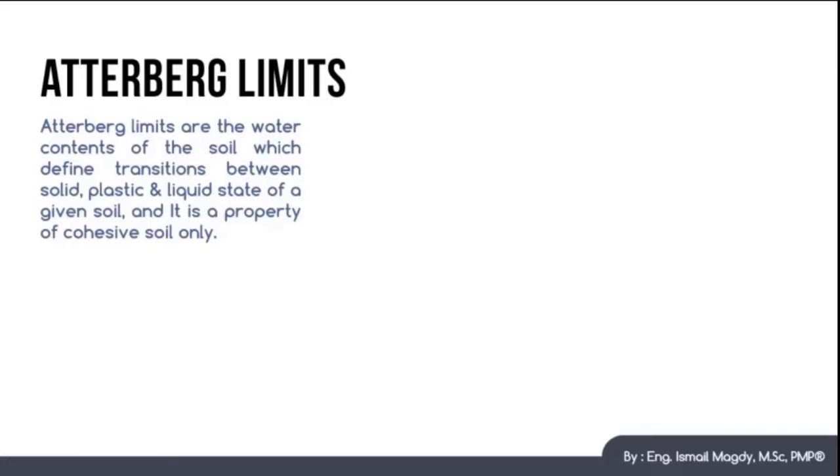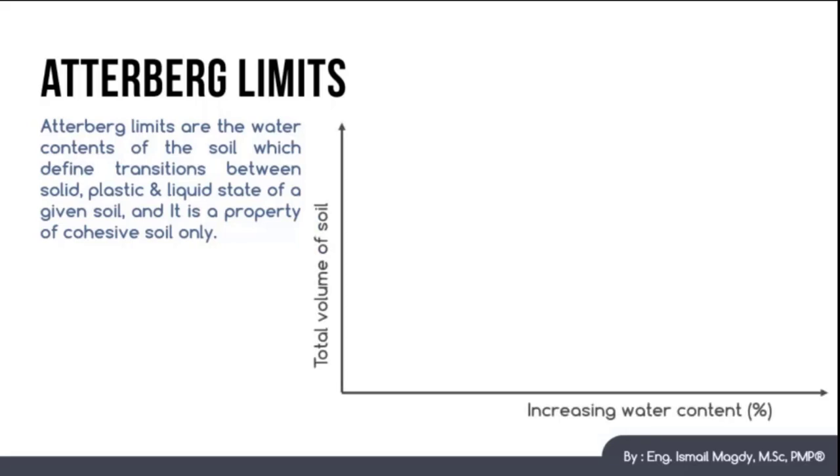Atterberg limits are the values that represent the percentage of water content needed for a specific soil to transition between solid to plastic to liquid state, and this property is only for cohesive soils. If we try to show a graph for this relation, we will have the water content percentage in the x-axis and the total volume of soil in the y-axis. The relation between the water content and the volume of soil is as shown here.